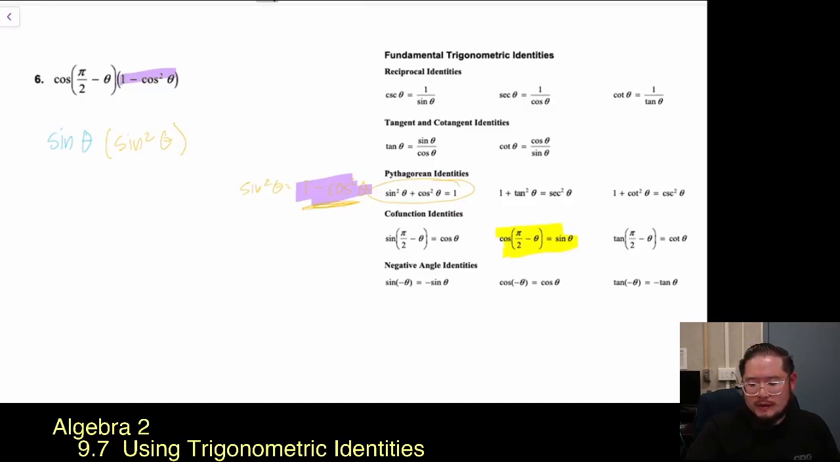Now I can go ahead and multiply the two together. I now have sine cubed theta, and that right there is my simplified expression.